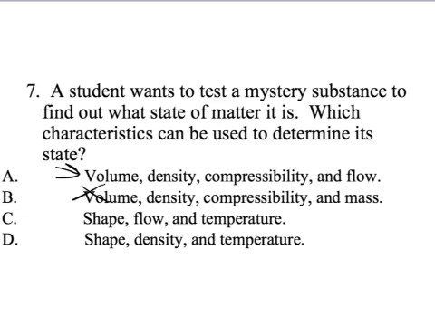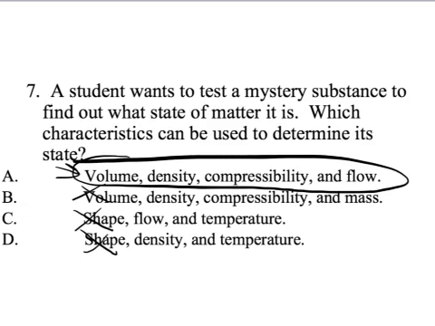And flow means how does it pour. Shape, flow, and temperature? Not really going to tell us much, is it? Because the liquid can assume the shape of the container it's in. And temperature really can't. Solids can be one temperature and liquids could be the same temperature. It doesn't really differentiate. That's also why D is wrong. So the correct answer is volume, density, compressibility, and flow. Flow is like how does it pour or move.